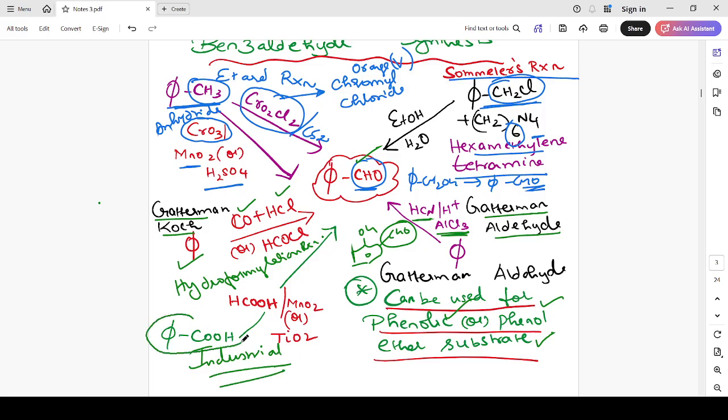We take benzoic acid in the presence of manganese dioxide in acidic medium or titanium dioxide. NCERT has provided manganese dioxide, so we stick with manganese dioxide here. Benzoic acid, vapor form, very important, the vapor form of benzoic acid, when it is passed over it.